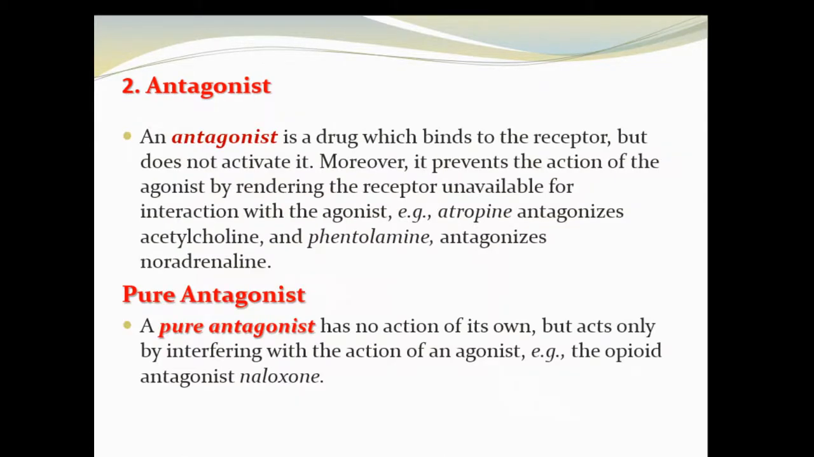Antagonist is a drug which binds to the receptor but does not activate it. However, it prevents the action of agonist by rendering the receptor unavailable. Examples are atropine antagonizes acetylcholine, phentolamine antagonizes noradrenaline. Another term is the pure antagonist. A pure antagonist has no action of its own, it will just block the receptor. Examples are opioid receptor antagonist, that is naloxone.